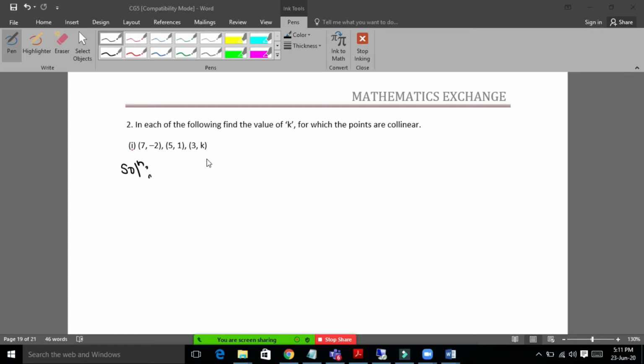Question number 2. In each of the following, find the value of k for which the points are collinear. In the first example, you are given 3 points: (7, -2), (5, 1) and (3, k). What we have to do in this question is find the value of k, which is one of the coordinates of the given 3 points, and the given condition is that these 3 points are collinear.